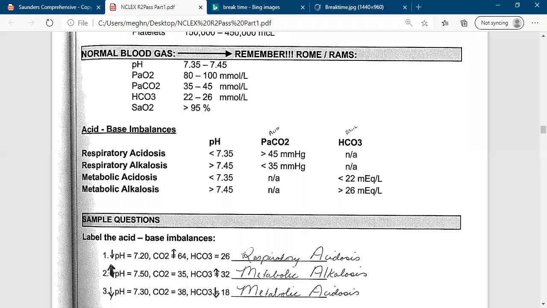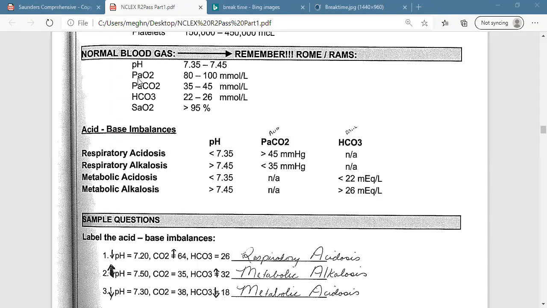So this is the continuation of the previous class. The normal blood gas analysis means we have to collect the blood and then check the pH. The pH means hydrogen ion concentration, and the normal range is 7.35 to 7.45.